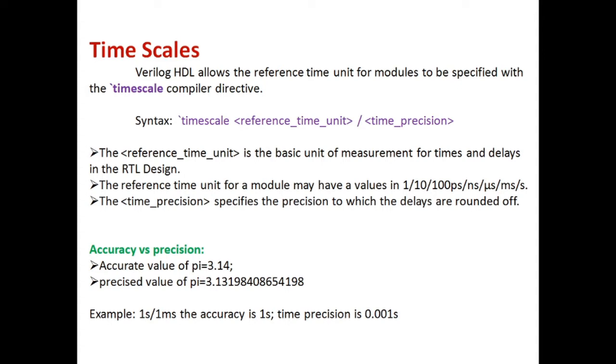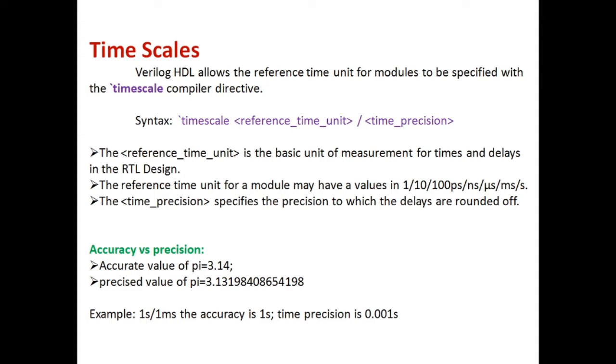I don't know what the basic time unit for 5 is, whether it is seconds or minutes or nanoseconds or picoseconds or whatever it is. I am unaware of that. So in order to know what exactly the time unit is, like how much delay it is taking in practice, the timescale compiler directive is highly helpful.